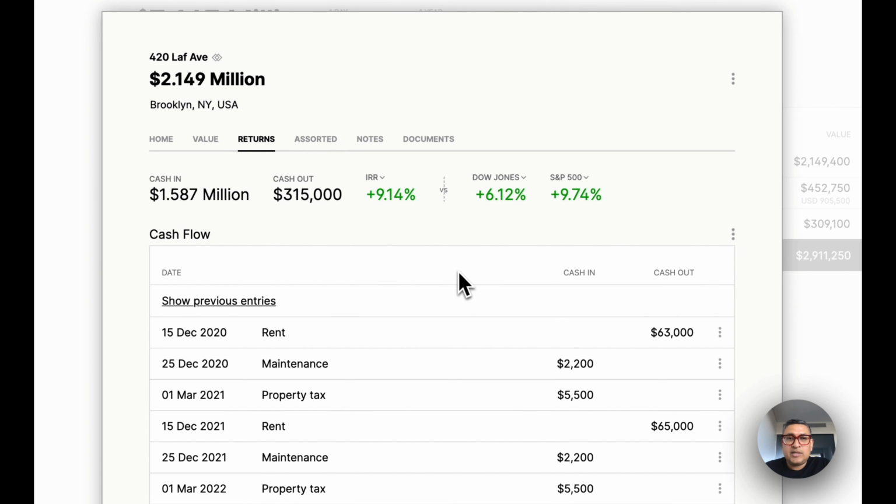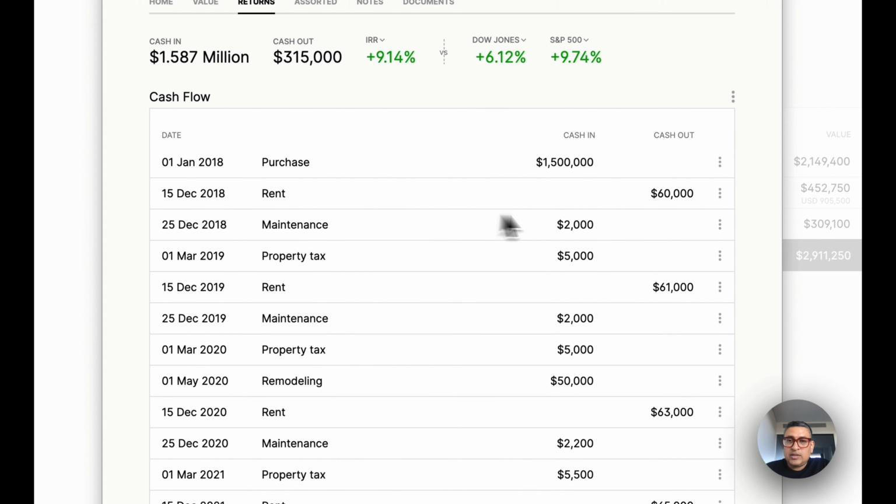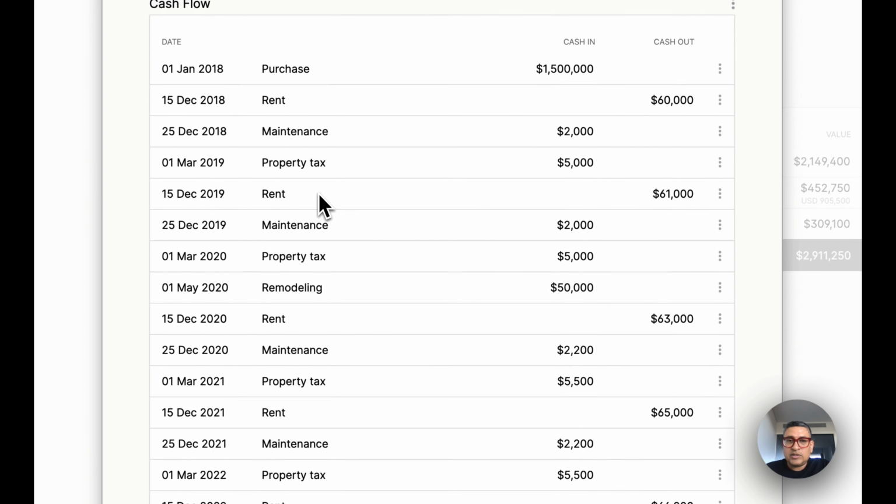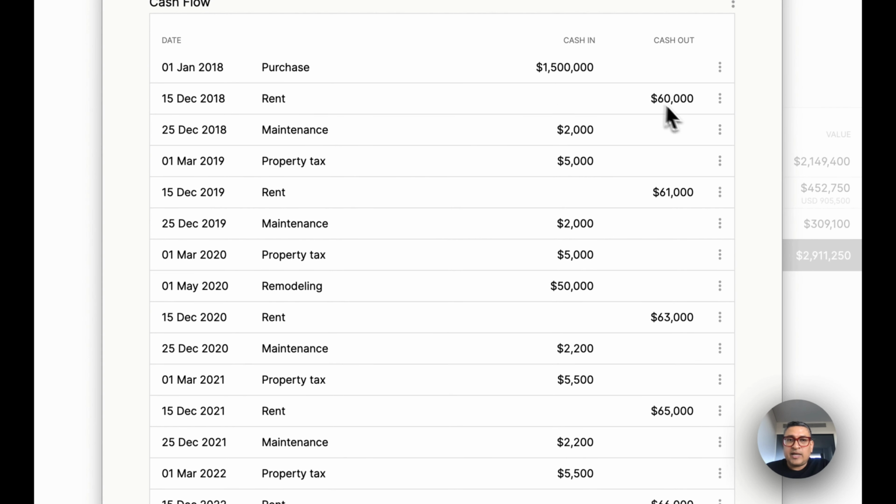So let's look at it from a real estate asset point of view. And so my cash in is the amount that I have paid to purchase the asset, and from then onwards I have cash ins and cash outs. So for example, if I've given the property on rent, the rent will be cash out, and if I paid more money towards maintenance and property tax, they'll be cash in.